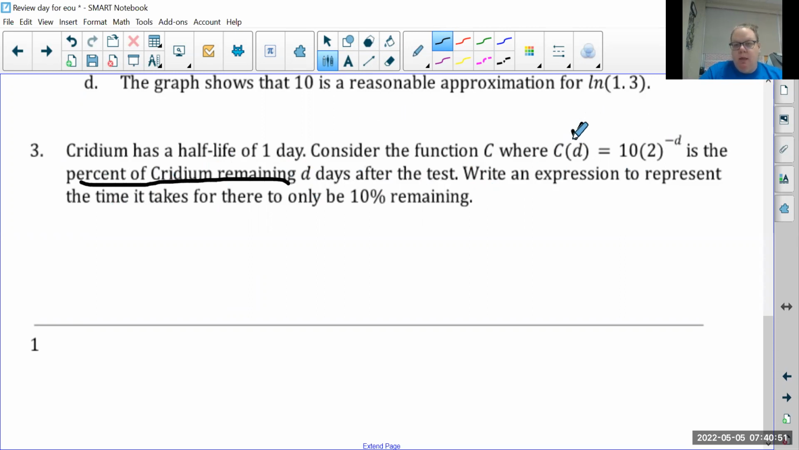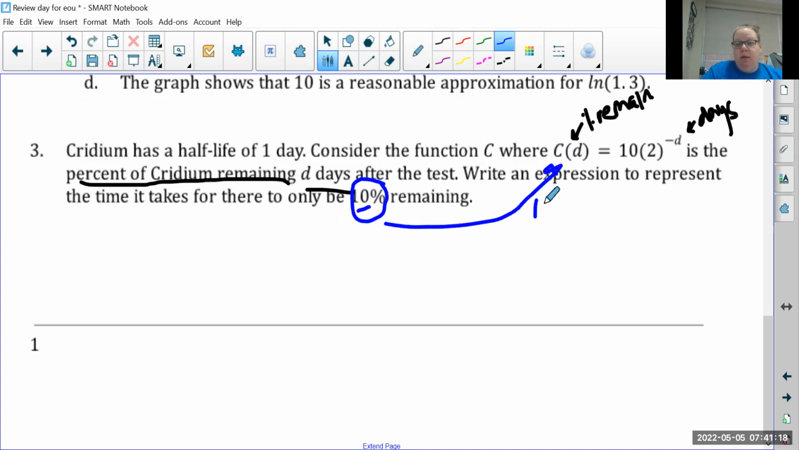So that's really helpful to write. This is the percent remaining, I'm going to abbreviate that, and the D stands for the days after the test. So this is days. That helps to figure out where you're going to put stuff. Now I'm looking for the expression when there's 10% remaining, so I'm going to put just 10 in here, and then I have the rest of this.